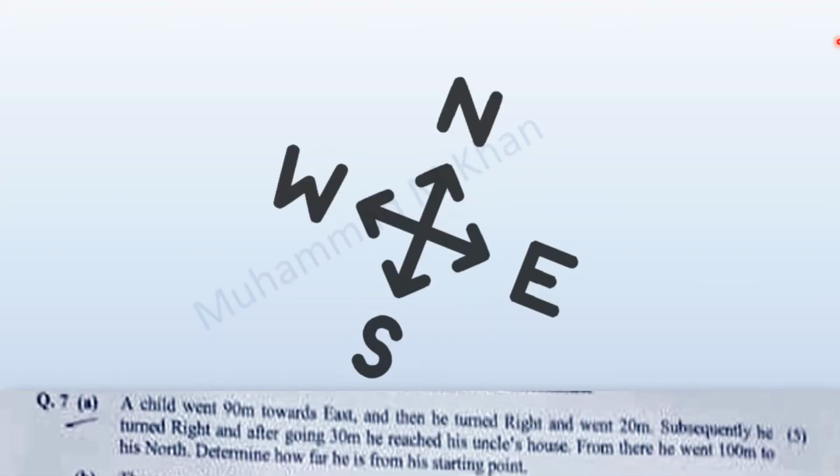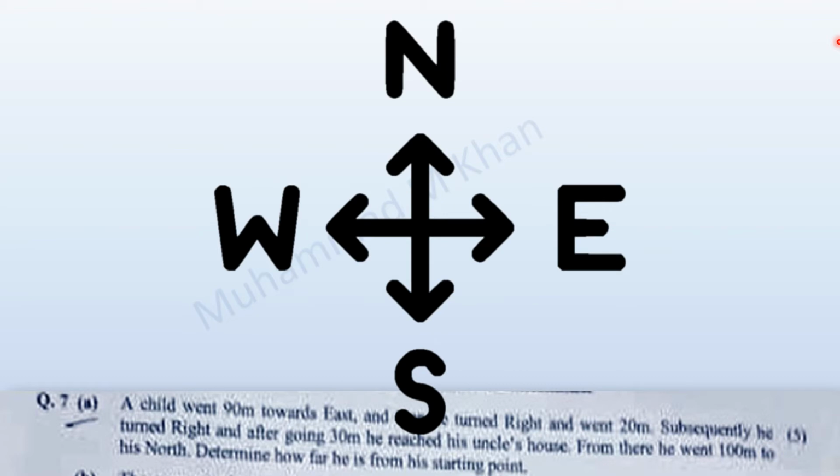Before I start, we need to understand the directions with the compass. If somebody is facing east, then north will be on his left hand side, south will be on his right hand side, and west will be behind him. So we will be needing this compass to solve part A of question 7.